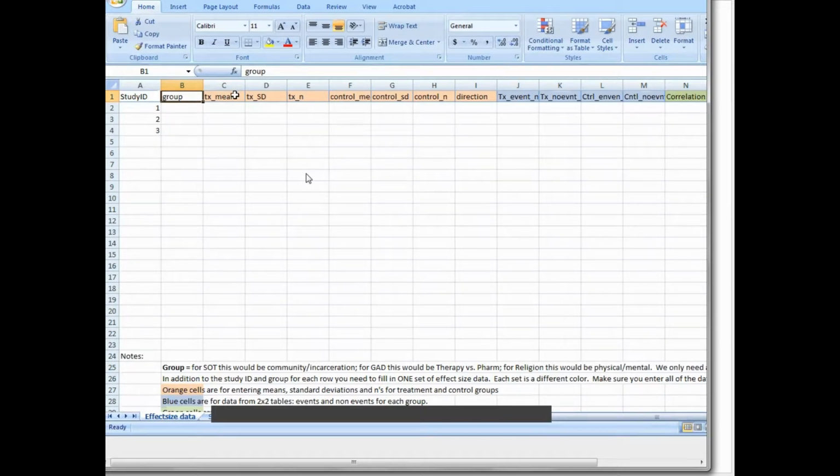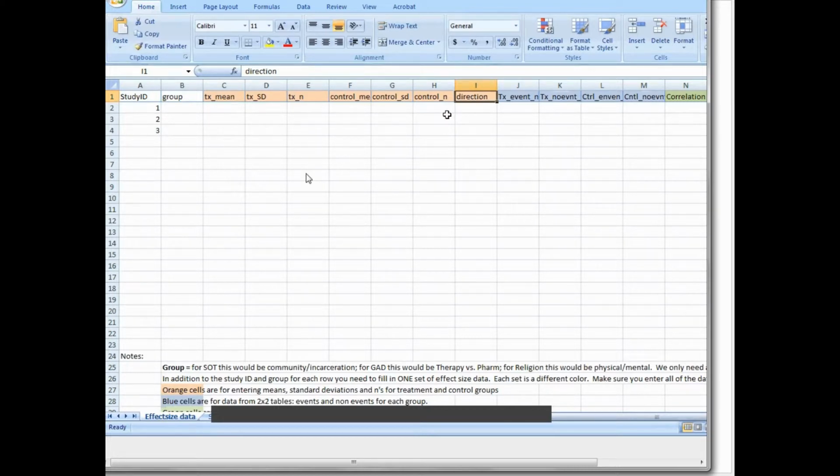Then I would create in here columns for your various effect sizes that you're coming across in the studies that you're doing. I've color-coded them just to make it easier to figure out. So all the things that are in this pinkish-orange color all go together. That's for a standardized mean difference. We have a treatment mean, a treatment standard deviation, and a treatment N. Then we have a control mean, a control standard deviation, and a control N. And then we have this direction variable.